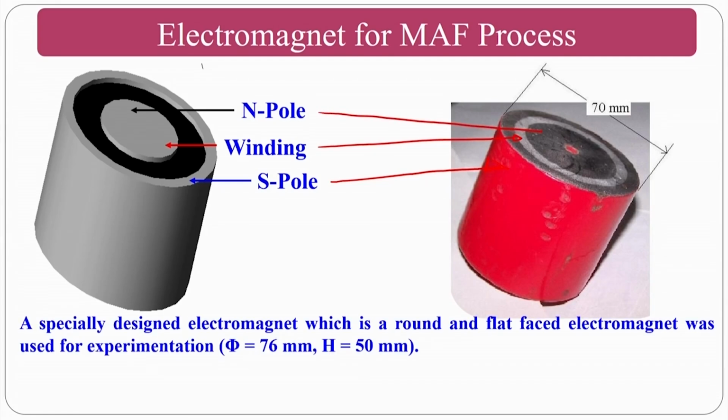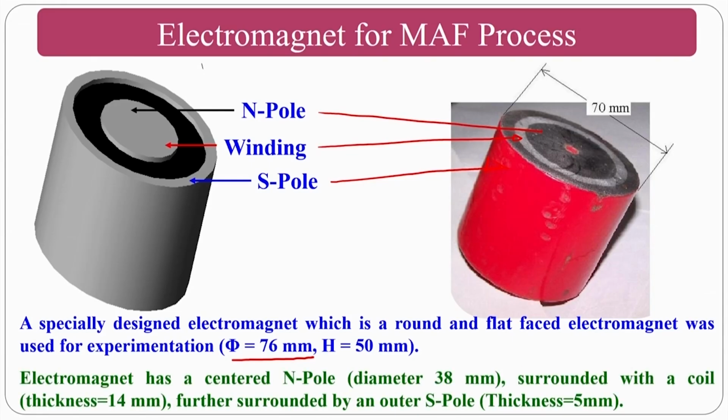So the specially designed electromagnet, which is a round and flat faced electromagnet, was used for the experimentation. The dimensions are 76 mm diameter with a height of 50 mm. The electromagnet has a centered north pole whose diameter is 38 mm, surrounded with a coil whose thickness is 14 mm, and further surrounded by a south pole which is 5 mm thickness.